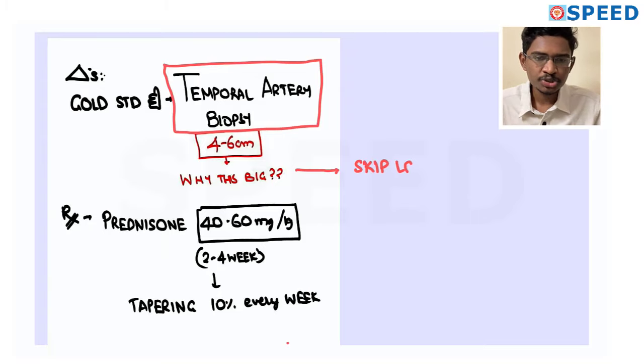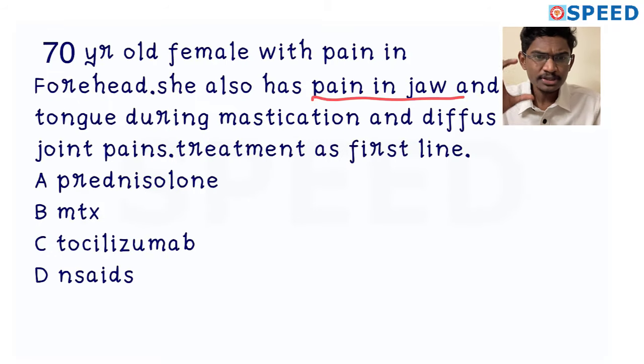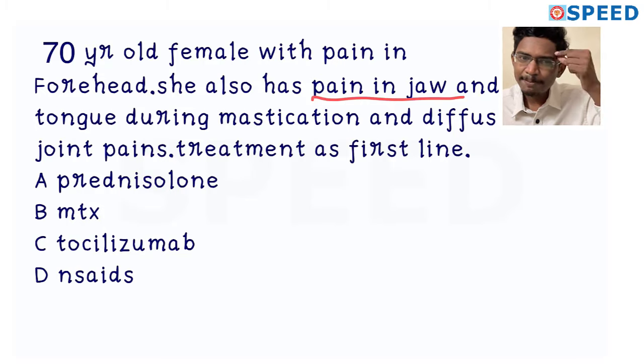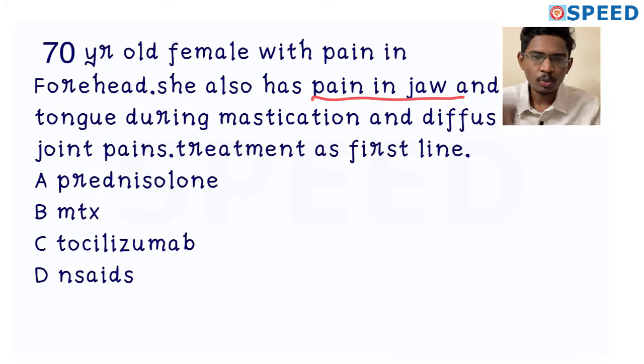And how to diagnose? The temporal artery should be biopsied. Do you know how much length they will take? Minimum 4 to 6 centimeters as per Robbins. Why this big length of temporal artery? Because it causes skip lesions here and there. So if the portion you have taken is not involved, you can't diagnose. So you will take at least 4 to 6 centimeters. And treatment is prednisolone, steroids only.